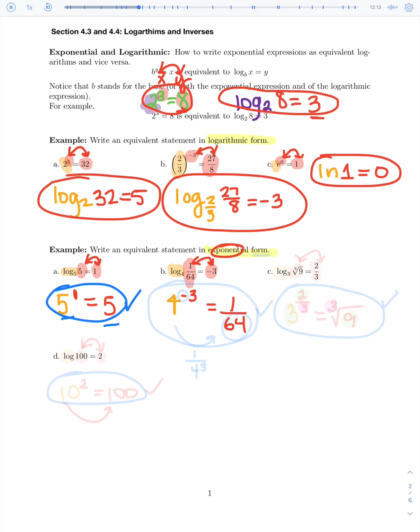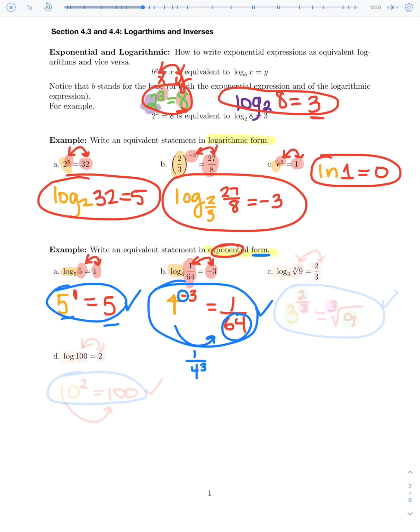Now let's make sure that this makes sense. We've got 4 to the negative third equals 1 over 64. What does a negative exponent do? Remember, it drops itself to the bottom of a fraction, so this would become 1 over 4 to the third. Well, we know that 4 to the third is 64, so yes, this is a true statement, and that's what we were looking for. The exponential form is saying 4 to the negative third equals 1 over 64, and we do know that that is definitely true.